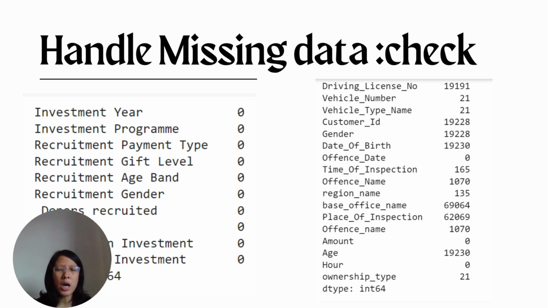But if you look at our traffic data set, you can see that there are so many missing data here. Each attribute, for example driving license number, has over 19,000 missing values, but offense date doesn't have any missing values. Later we will explore more on this driving license data set.